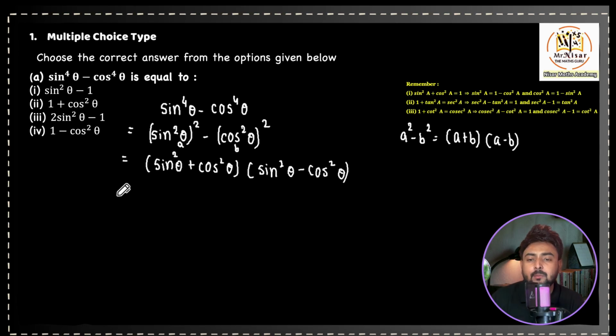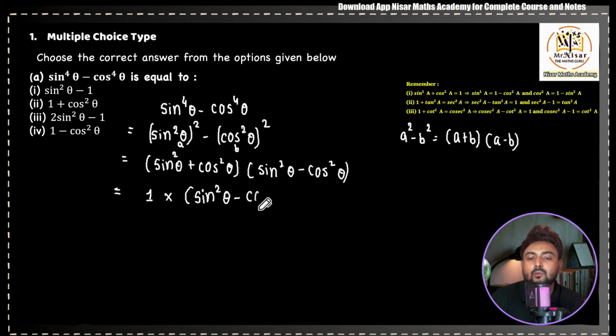Now what happened? Sine square theta plus cos square theta is going to become 1, and what's remaining is sine square theta minus cos square theta. Sine square theta minus cos square theta into 1 is sine square theta minus cos square theta. Now let's check the options, children.